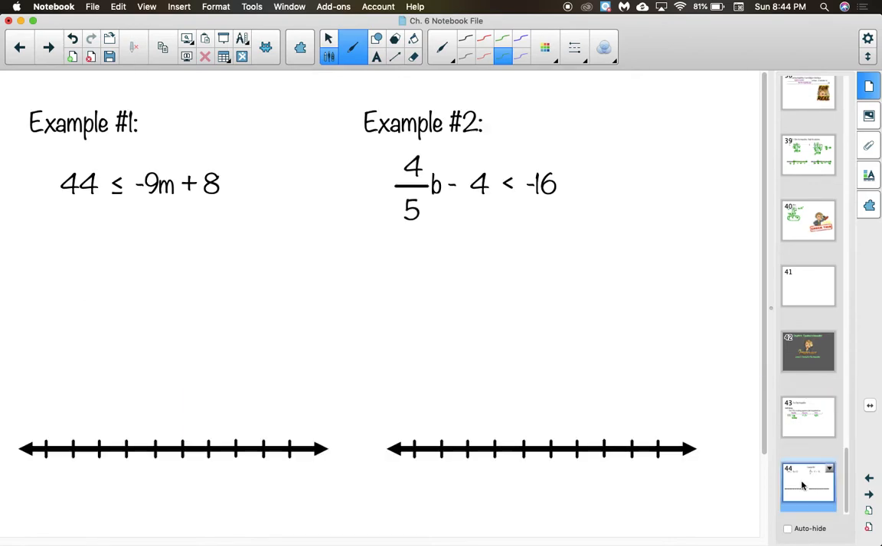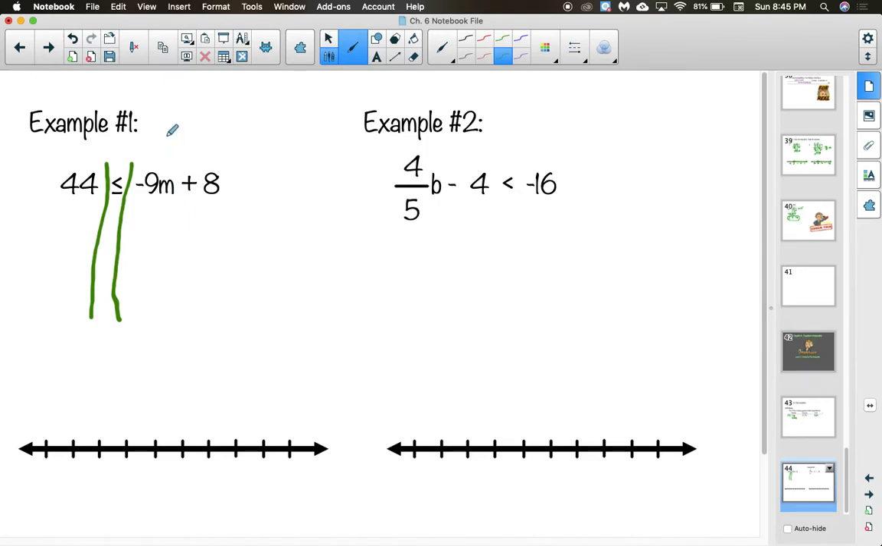So I've got 2 example problems, very easy example problems, but let's take a look. Our first one is 44 is less than or equal to negative 9m plus 8. So first S is to simplify. So over here, do we see parentheses or like terms? Nope. How about over here? Parentheses, like terms? Nope. So our simplify step is finished.